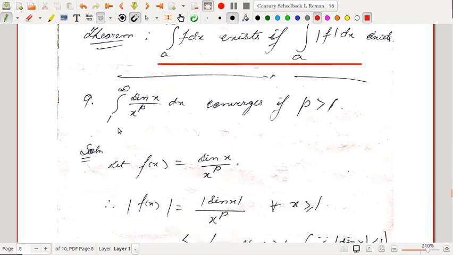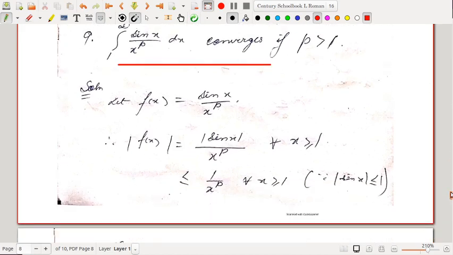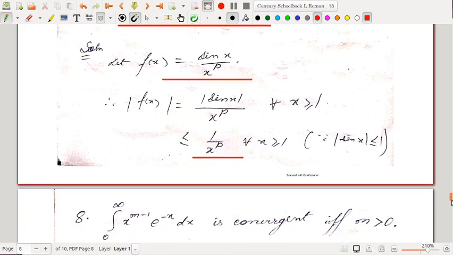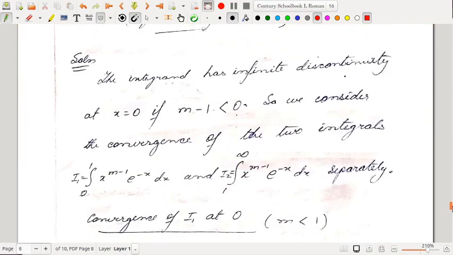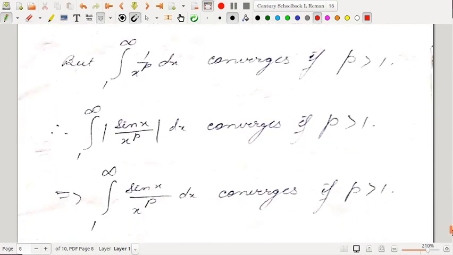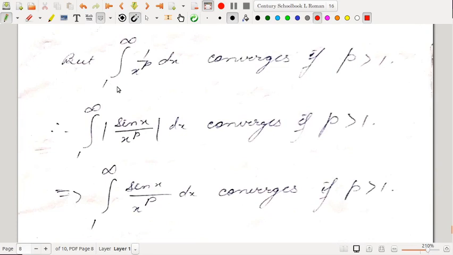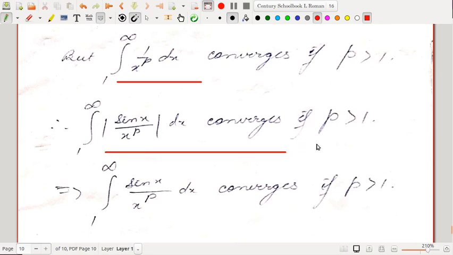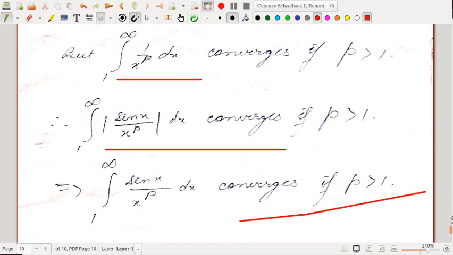So for example, the integral from 1 to infinity of sin x by x to the power p converges if p is greater than 1. So sin x by x to the power p, mod of f(x) is mod sin x by x to the power p, which is less than or equal to 1 by x to the power p for every x greater than or equal to 1. But the integral from 1 to infinity of 1 by x to the power p dx converges if p is greater than 1. Hence this integral converges if p is greater than 1. So the integral from 1 to infinity of sin x by x to the power p also converges if p is greater than 1.